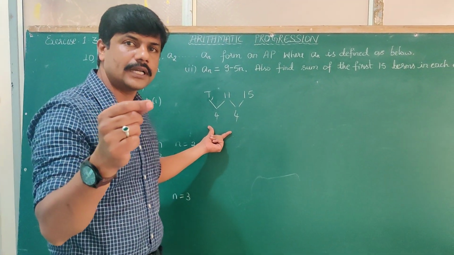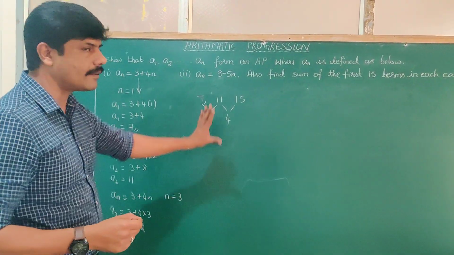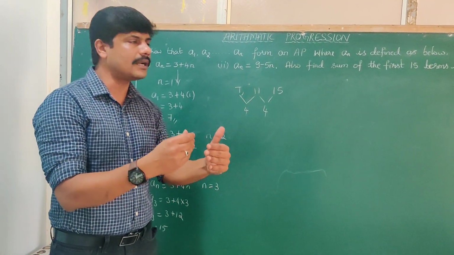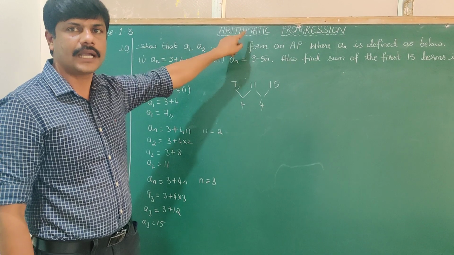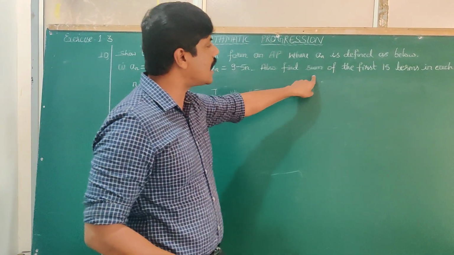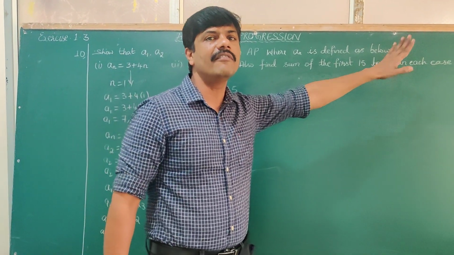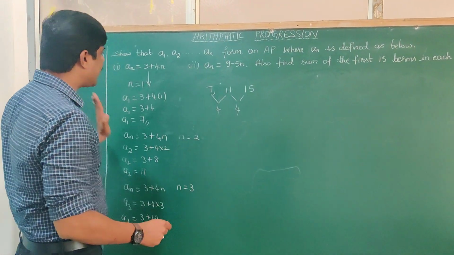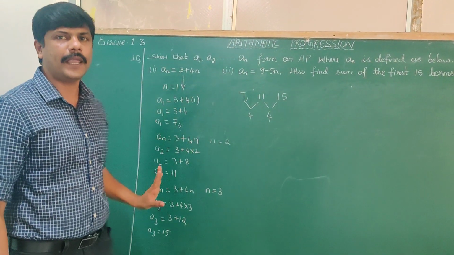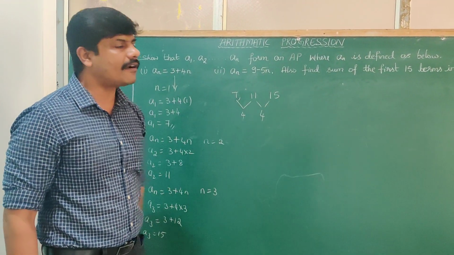Thus, it is proved that the given set of numbers is an AP. Understand, children? Once we know it is an AP, what is asked next? To find the sum of 15 terms. Now we know the first definition gives an AP, and we will find the sum of 15 terms.